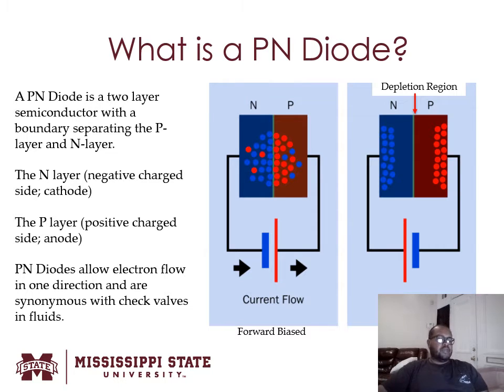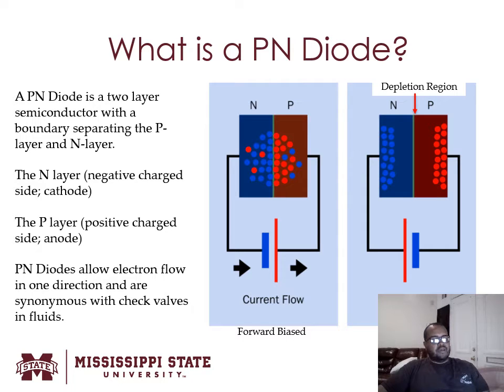So in the first picture that you see, this first diode is actually forward biased, just because we have the positive side of our voltage connected to the positive side of the diode, and the negative side of the voltage connected to the negative side of the diode. So let's take a look at what happens when it becomes reverse biased.